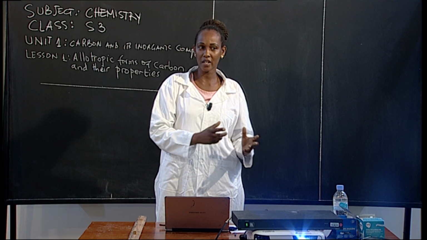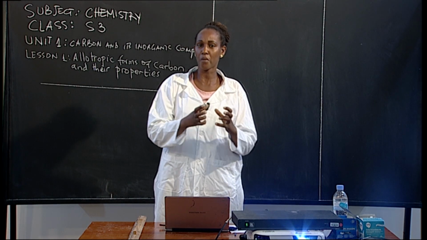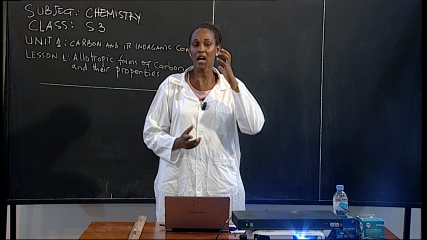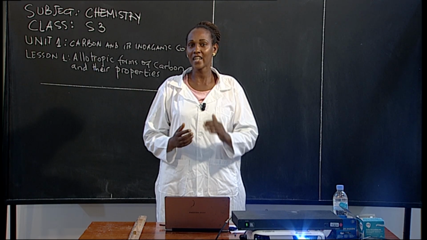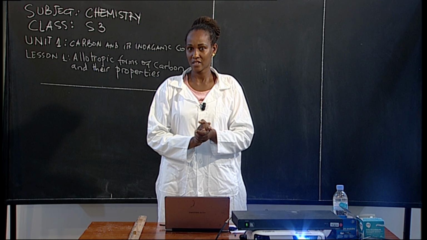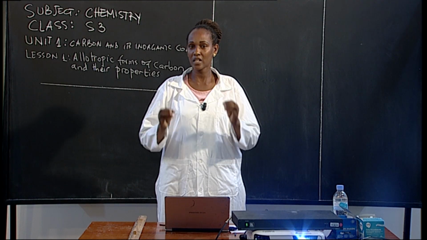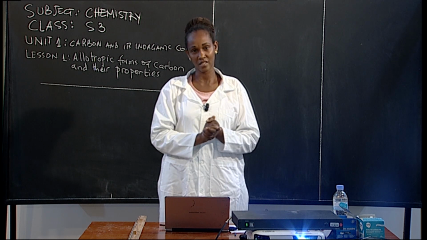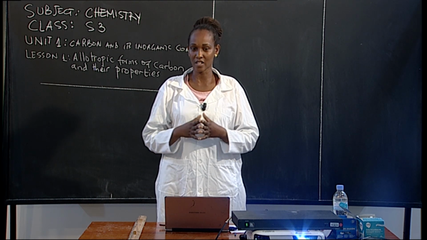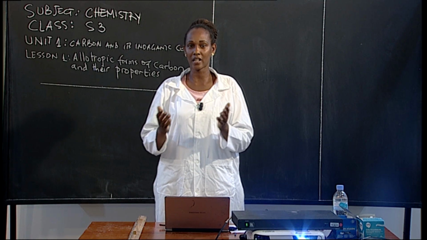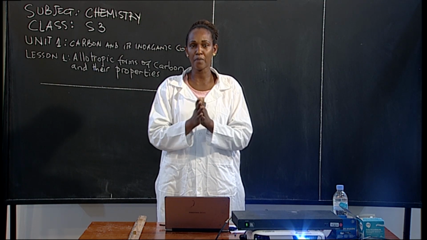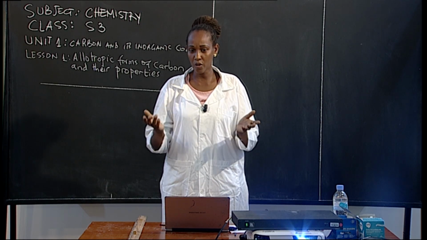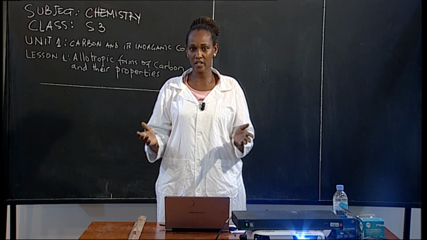You need to know what carbon is. You need to know the allotropic forms of carbon. First of all, you shall know what the term allotrope means. So you will know the allotropic forms of carbon and relate them with their properties. That is the objective of today's lesson. I hope everybody is attentive and prepared with a pen and a book, and we start off with the lesson, all right?